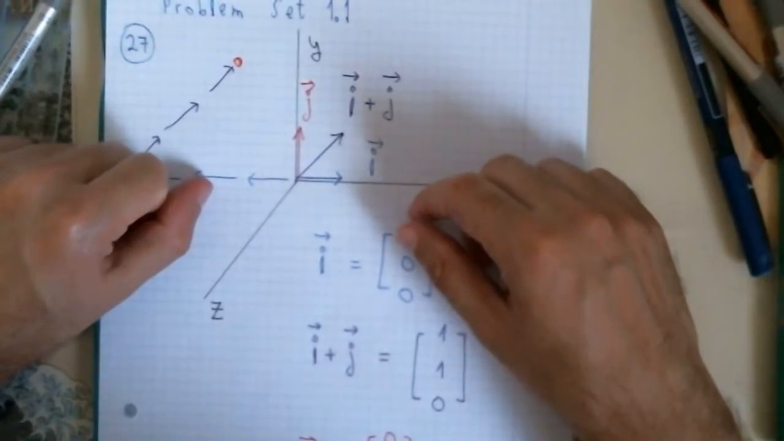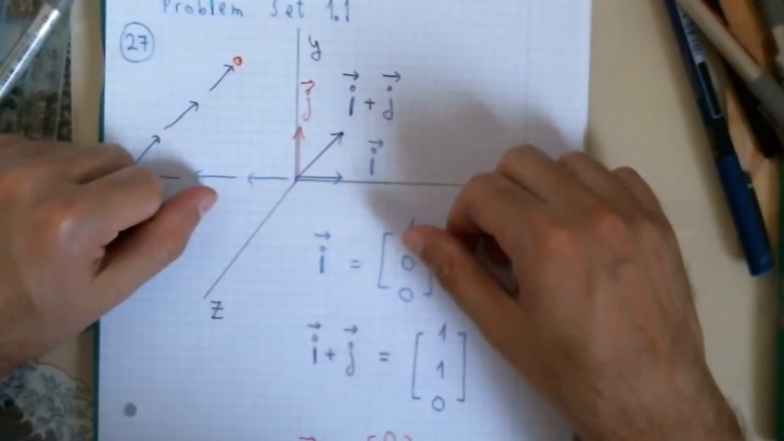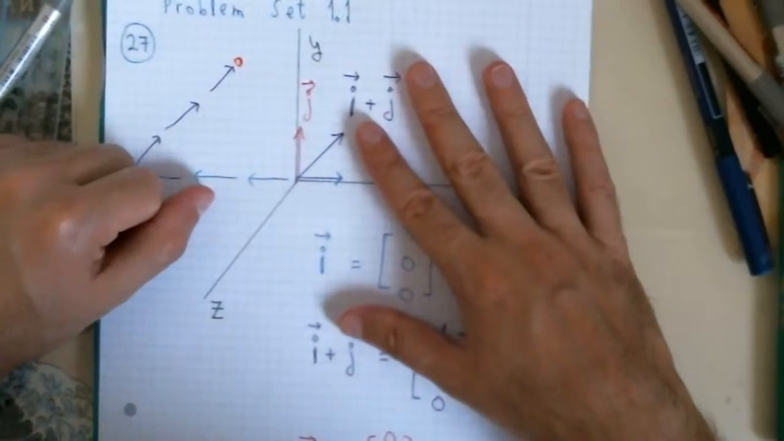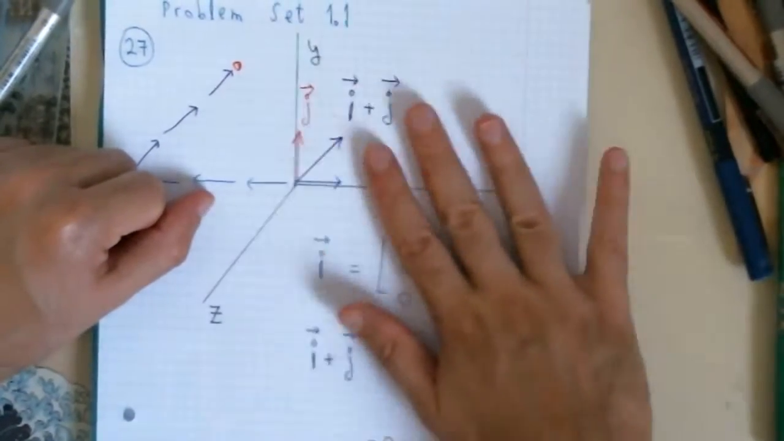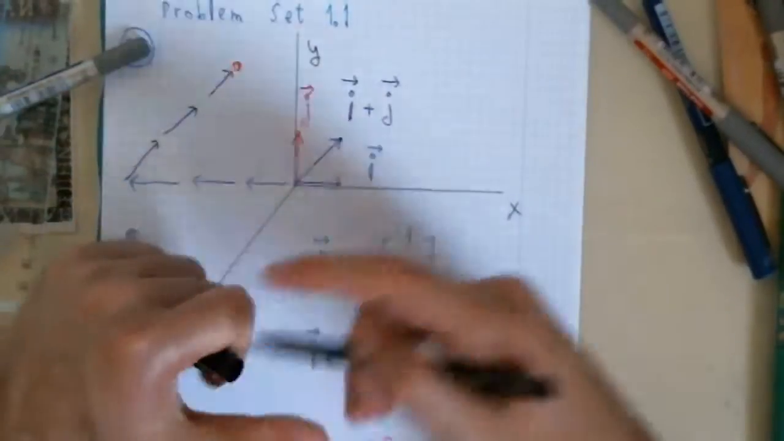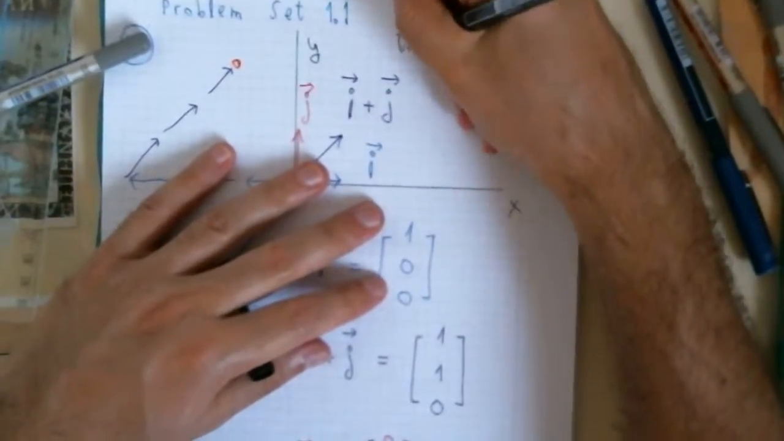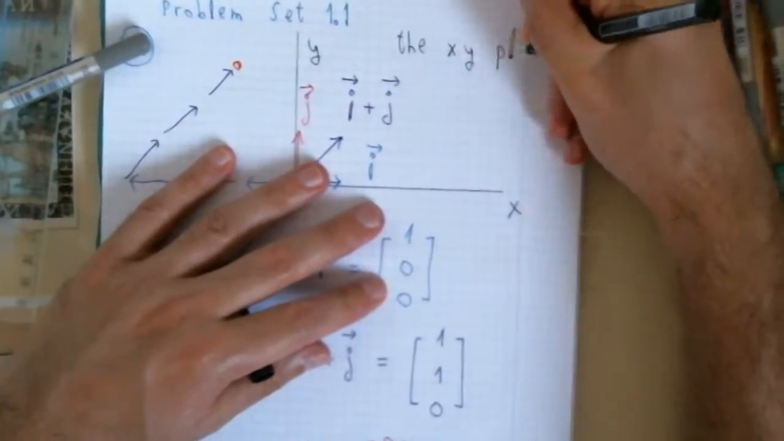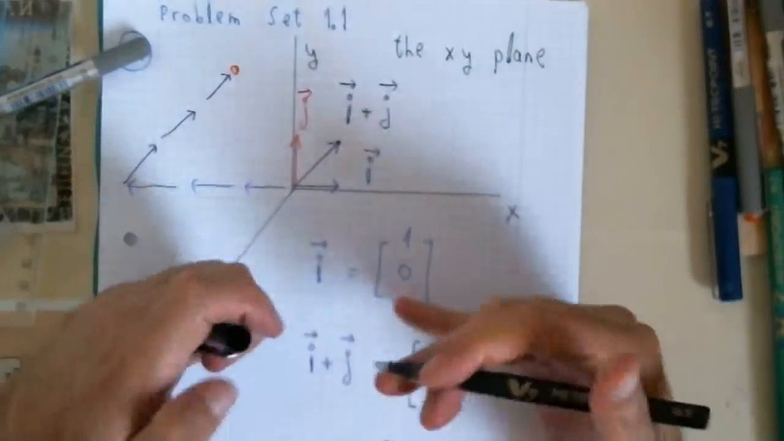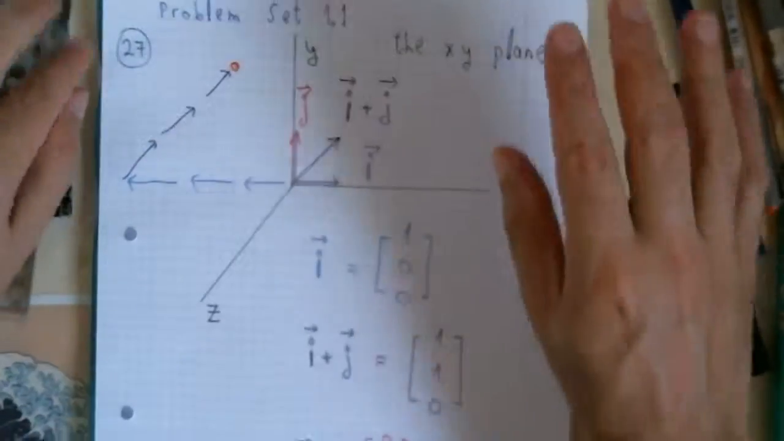Okay, so all the linear combinations, the answer is all the xy plane. The xy plane. Okay, so that's it. Thank you.